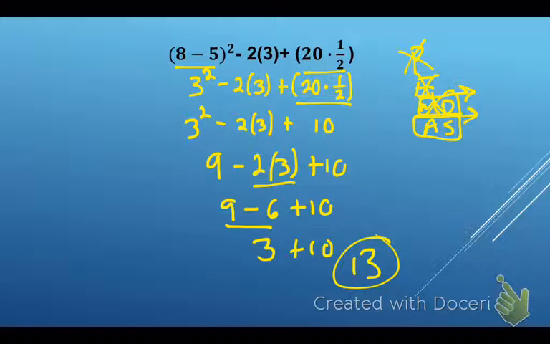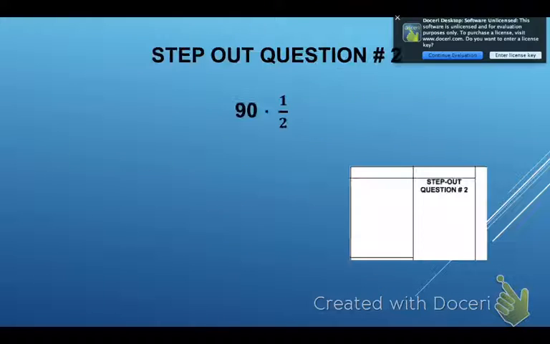At this time, we're going to show you the next 2. Please check to see if you've done them correctly and identify any errors in your work. Oh wait, before you do that, you need to fill out step-out question number 2. Step-out question number 2 needs to go in the second step-out box, and you just need to simply do 90 times 1/2.